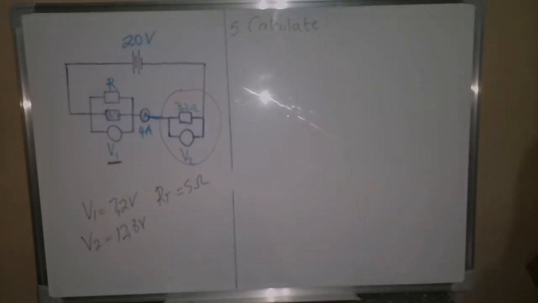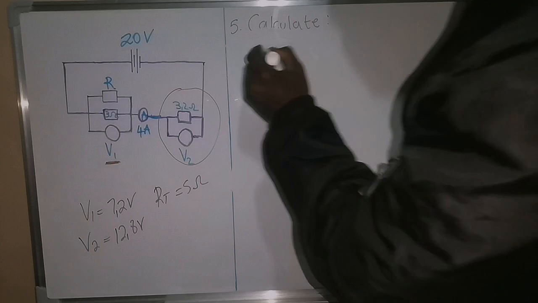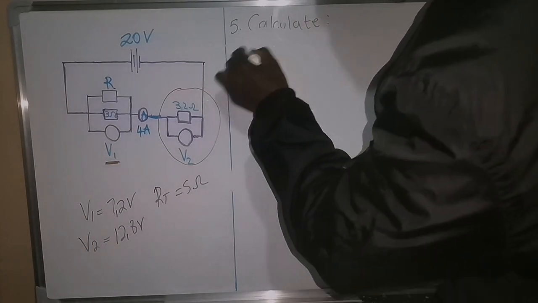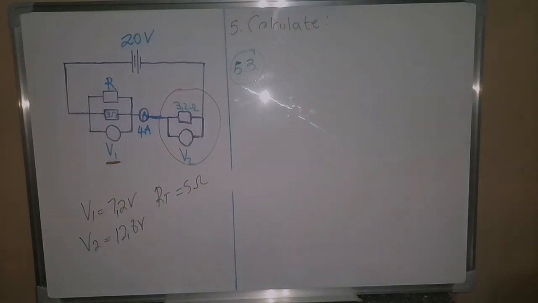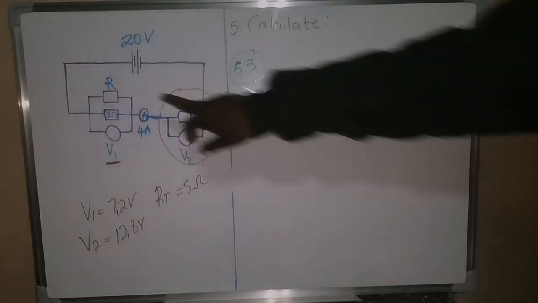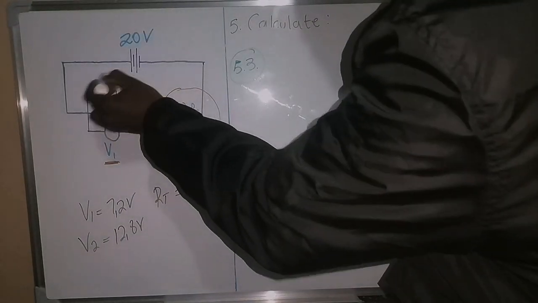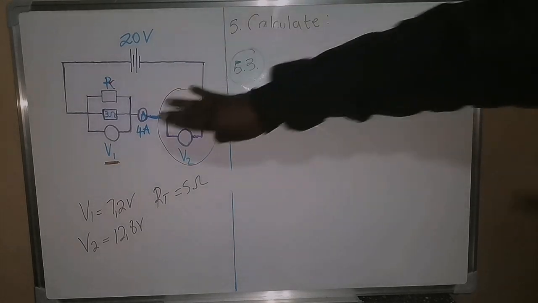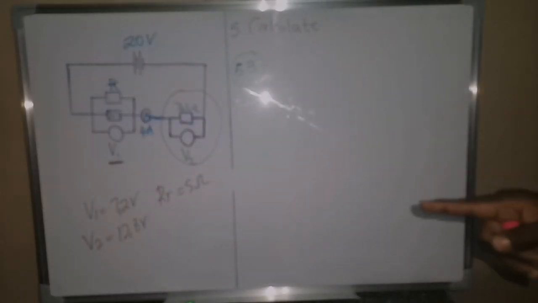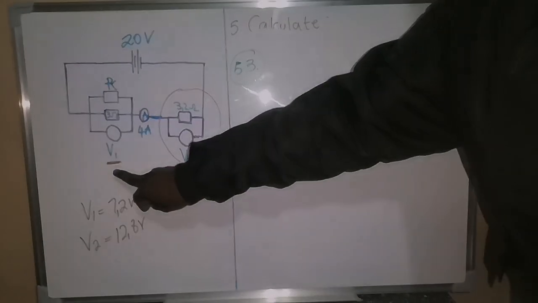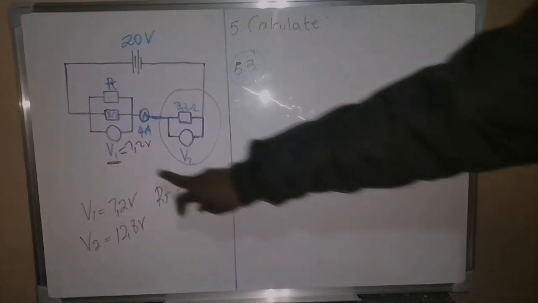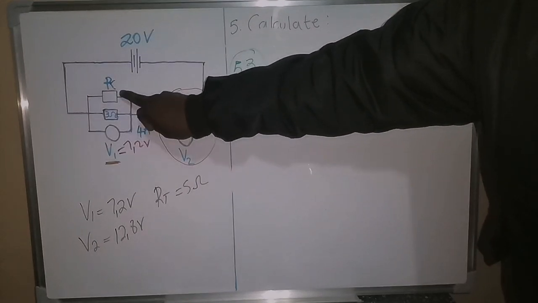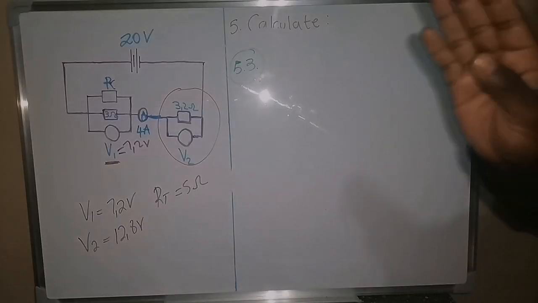Now let us check something here. It's our 5.3 now. It says that you must find the resistance of resistor R. This one, we have the resistance here, this part. We want this. Now check, guys. For us to find the resistance of resistor R, we need to know. We already have V1, which is 7.2 volts. That means this V1 covers these two resistors. That means we already have the value of our V. Don't stress about V.